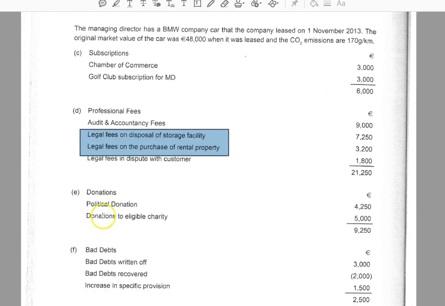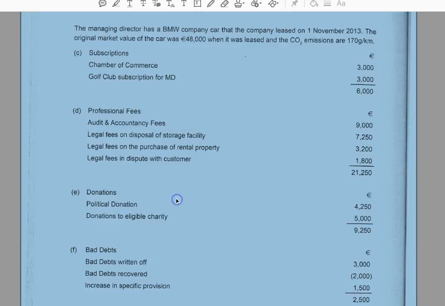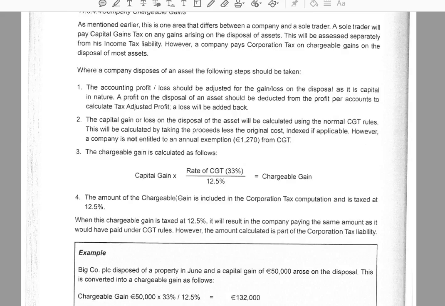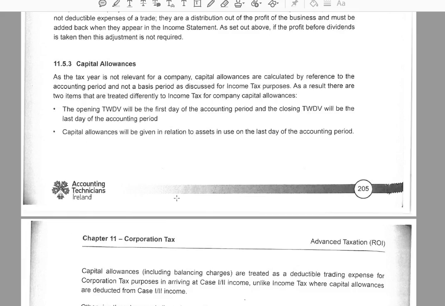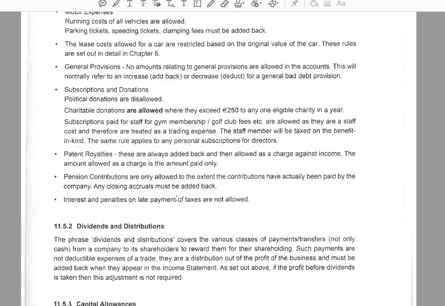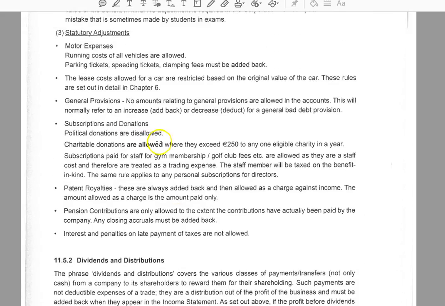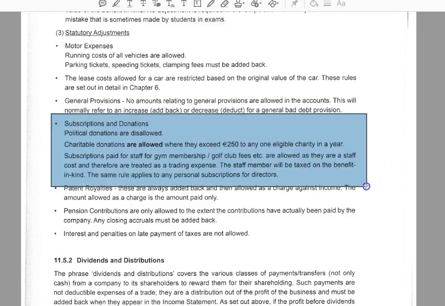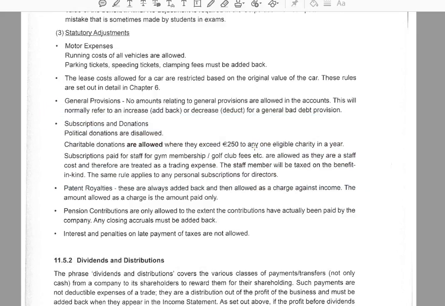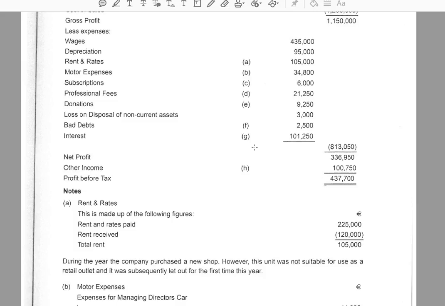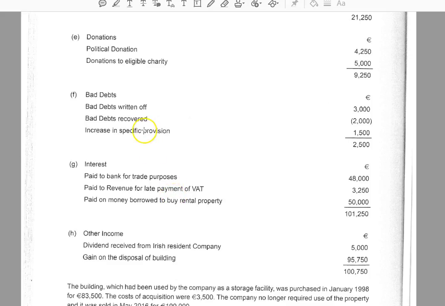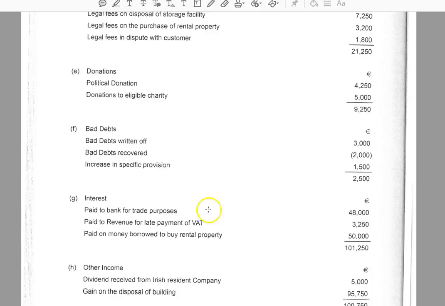Try and get through this now. Political donations never allowed. Donations to charity, they're okay once they're over 250. So if you're not sure, you just need to go back up to the pages that look at this. Page 205. And here are the rules for donations. So 250. 4,250.